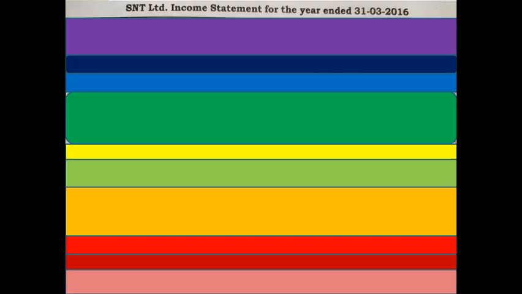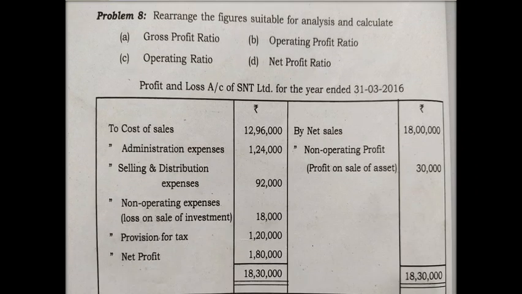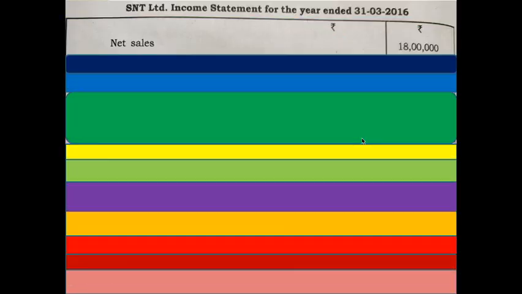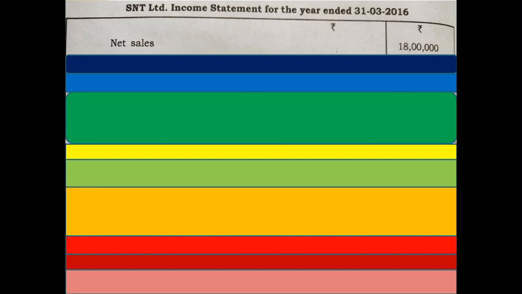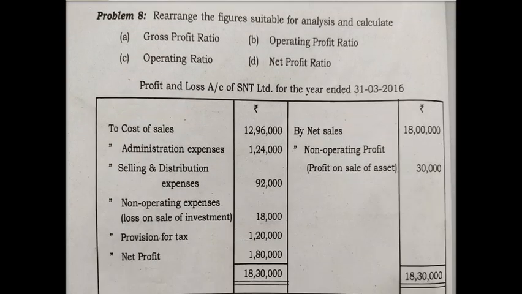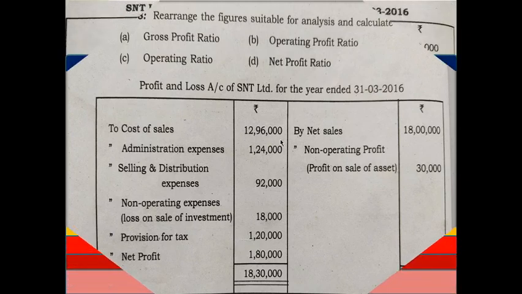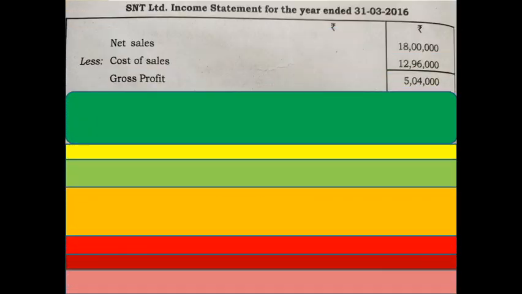So the concern name is S&T Limited. Income statement for the year ended, depending upon the detail given in the question. As you all know, the income statement begins with net sales. See, here it is net sales. From net sales, you need to deduct cost of sales. In the question, the cost of sales is already given as 12,96,000. So let's deduct cost of sales from net sales. You will get gross profit.